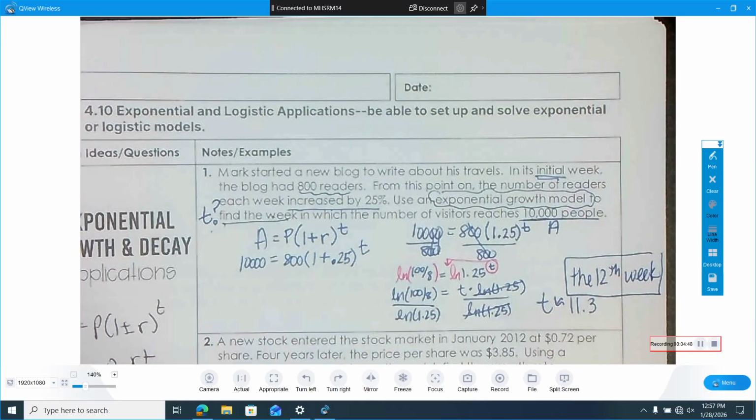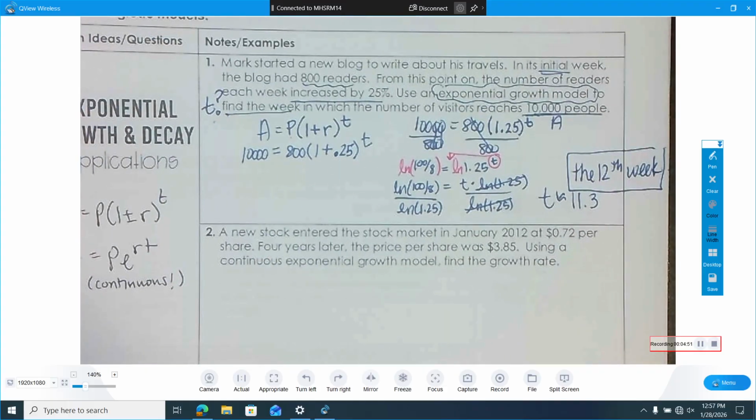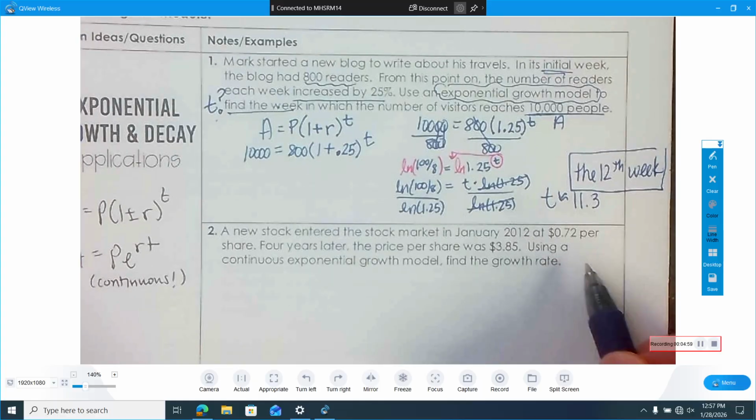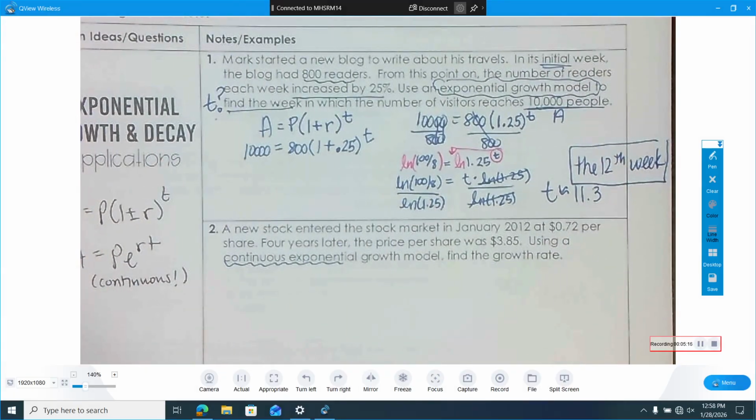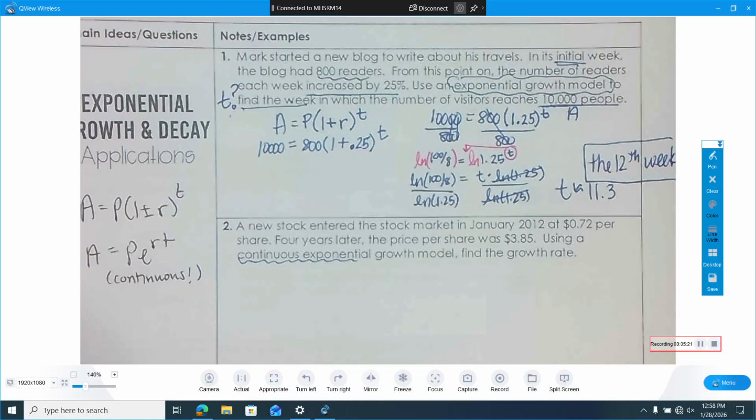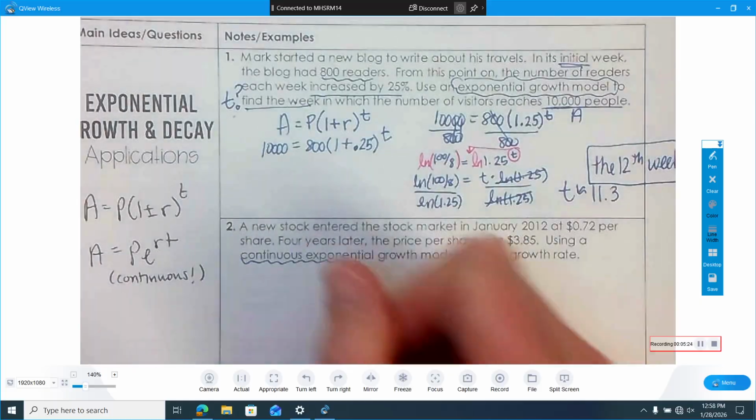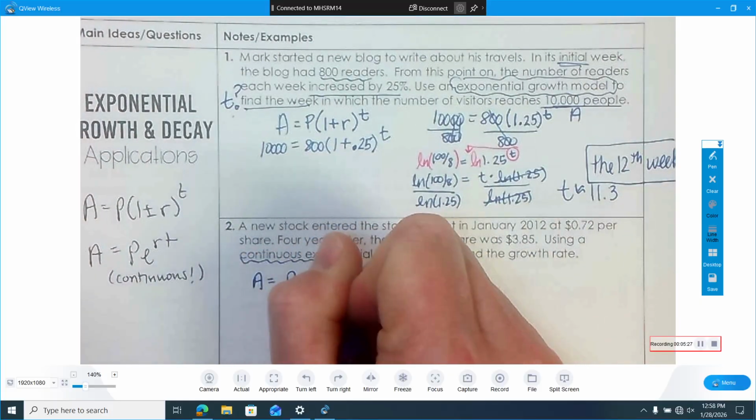All right. Number 2, a new stock entered the stock market in January 2012 at 72 cents per share. 4 years later, the price per share was $3.85. Using a continuous exponential growth model, find the growth rate. So continuous exponential growth model, what model are we using? PERT. We are using the PERT model. So A equals P e to the RT.